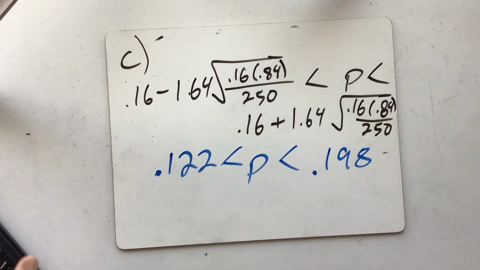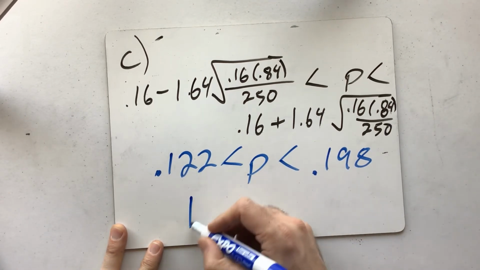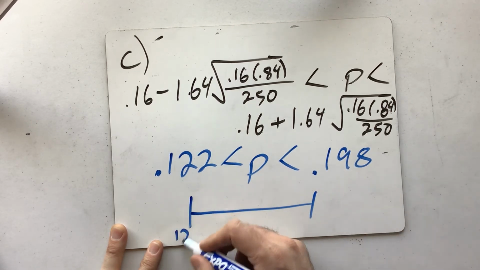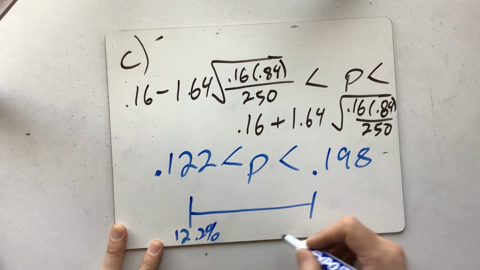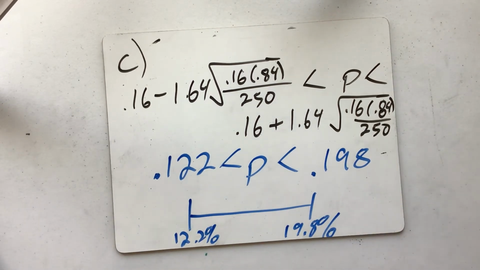So what does that mean? That means that I'm 90% confident that the actual proportion of people who approve of Congress is between 12.2% and 19.8%. So if people ask, do individuals in America like Congress? Based on my study, it's between about 12% and about 20%. I'm 90% confident that the actual proportion of people who like it is in that range. Not very good, right? But it turns out this is actually pretty standard for Congress.